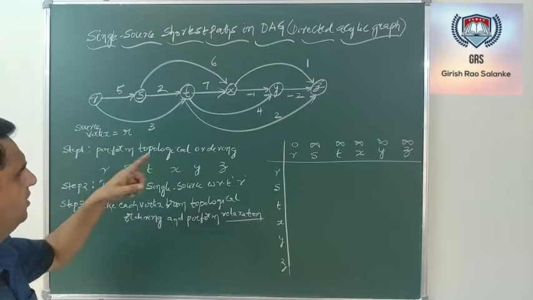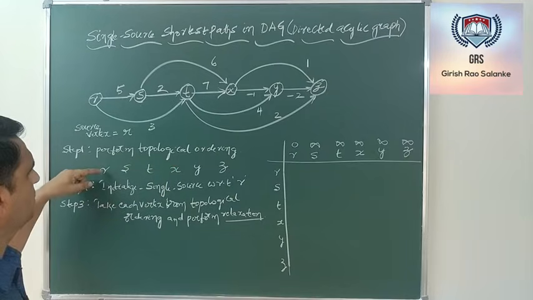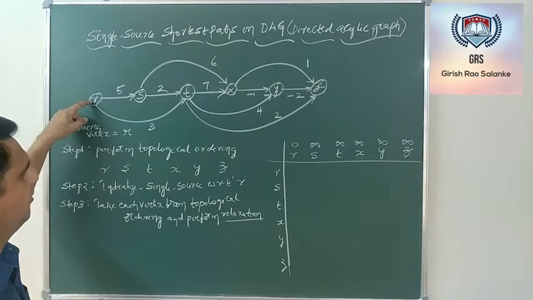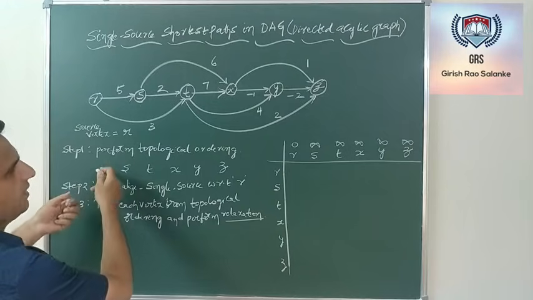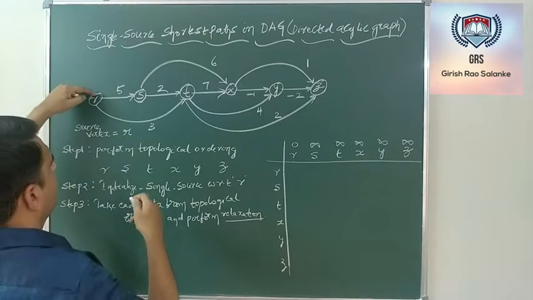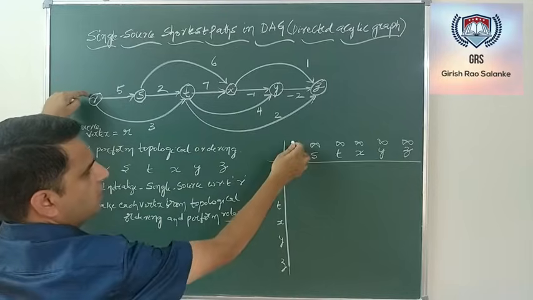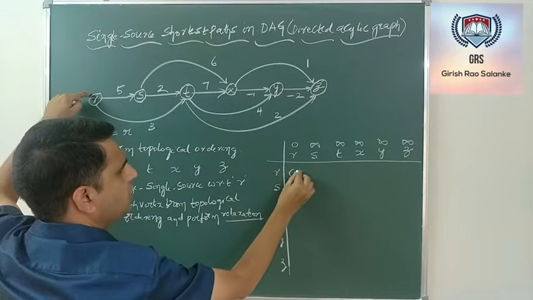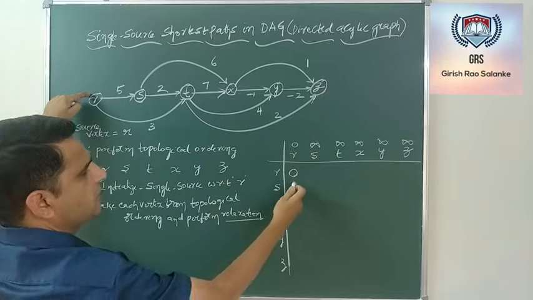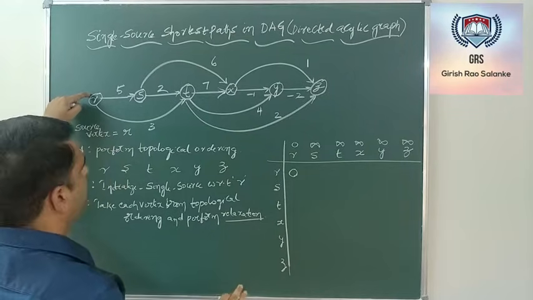So which is the first vertex in topological ordering? First vertex in topological ordering is R. Now from R, I need to do relaxation. Anyway, the shortest distance from source to source is 0, it is already 0. So even this entire first column will be 0.